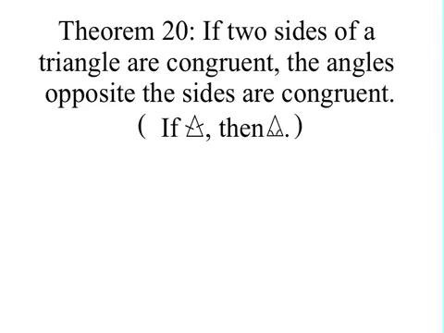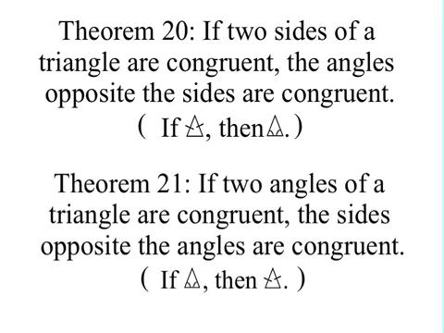In this lesson, we were introduced to Theorem 20. If two sides of a triangle are congruent, the angles opposite the sides are congruent. For short, if sides, then angles. And also, the converse of Theorem 20 is true, and it's its own theorem. Number 21, if two angles of a triangle are congruent, the sides opposite the angles are congruent. Or for short, if angles, then sides.